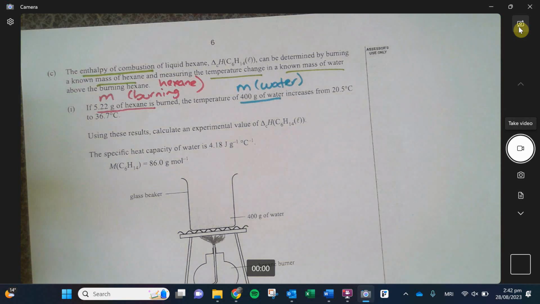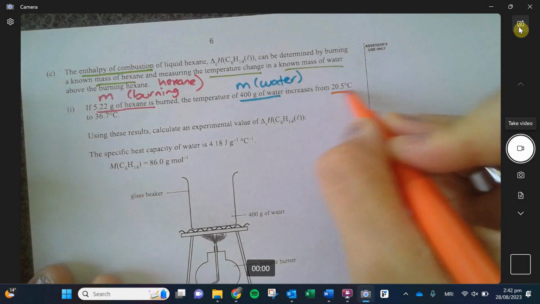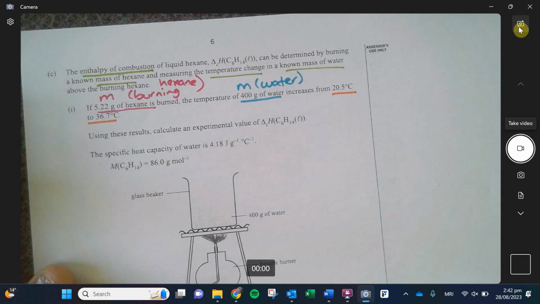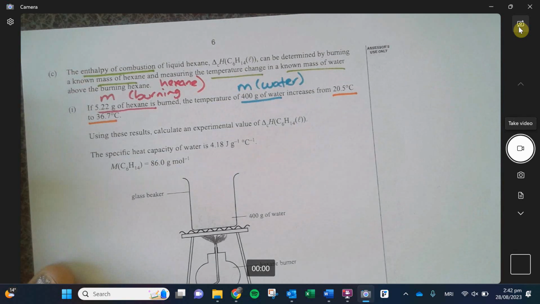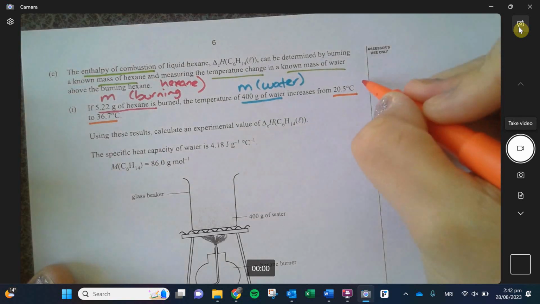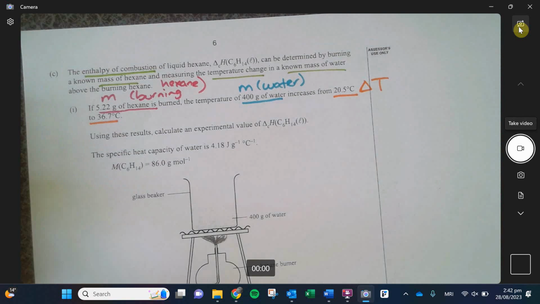It says that the temperature change is from 20.5 degrees Celsius to 36.7 degrees Celsius. So that is a change in temperature. I'm going to annotate that with the delta symbol for change and T for temperature.